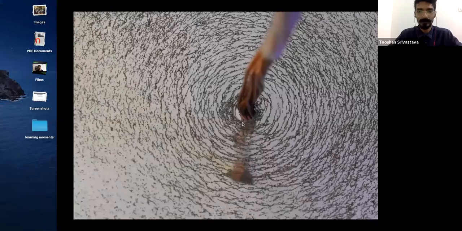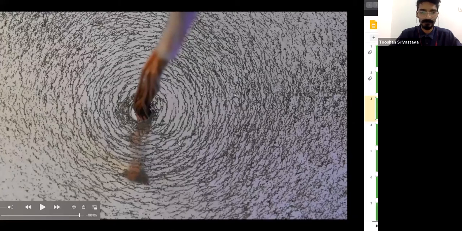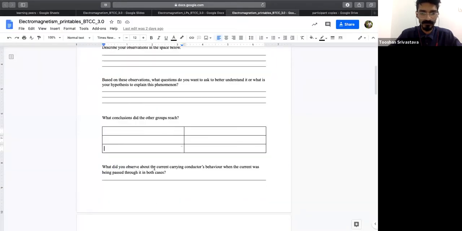All right. If you open the printable now, you will see that at the end, there's a question. What did you observe about the current carrying conductor's behavior, which is this wire, and then the wire that we saw in the video, when the current was being passed through it in both cases? So this is the question that we are going to answer. I'm going to put some guiding questions into the chat that will help you reach the inference that we can gain from these two observations. Use these guiding questions to answer that one question at the end of the page.